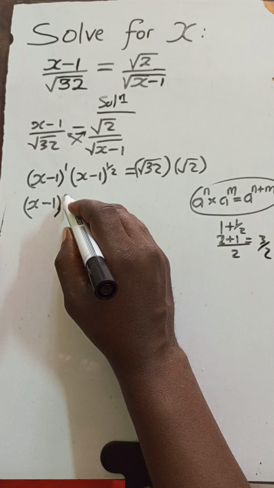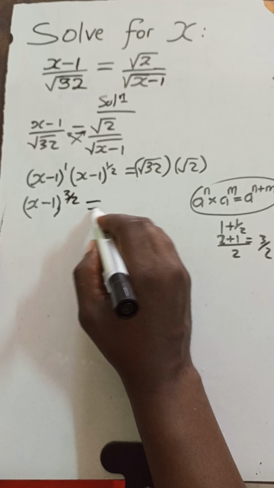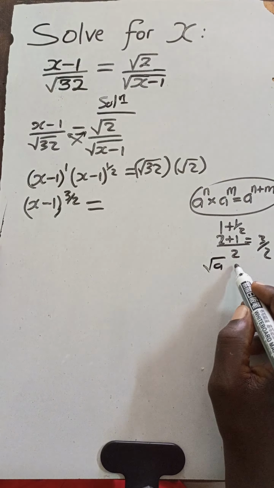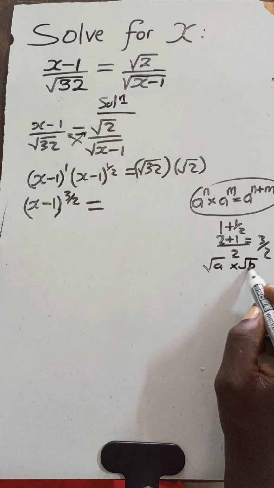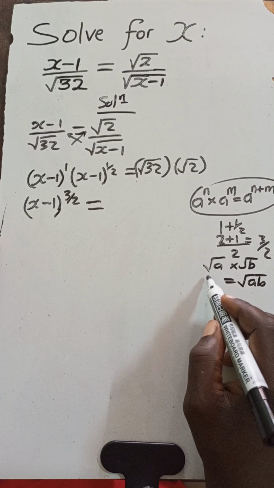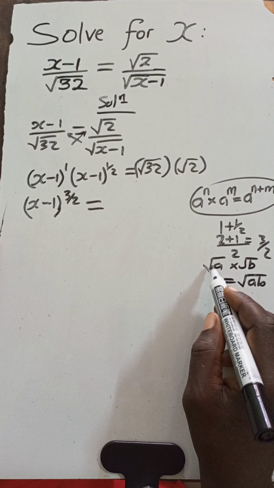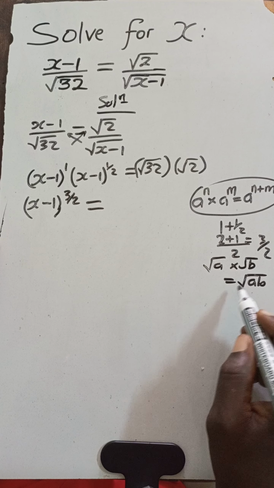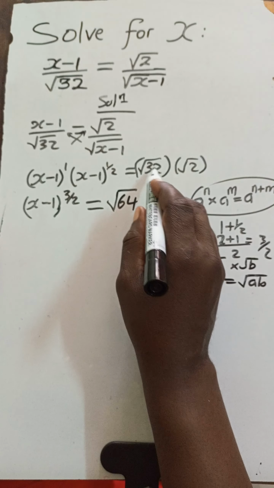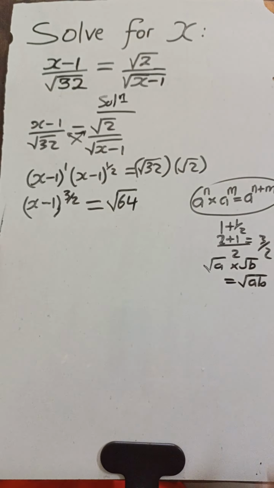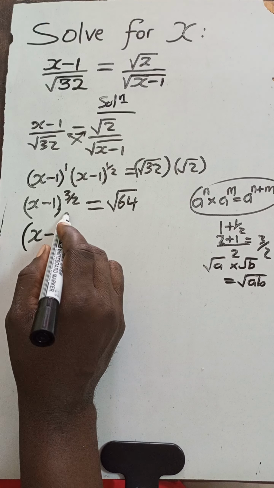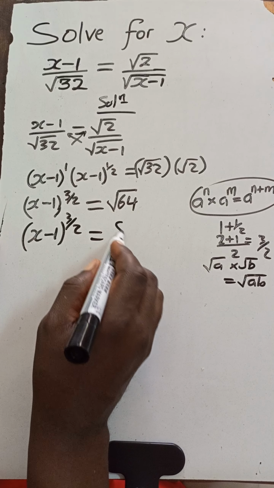So we have x minus 1 to the power 3 all on 2 should be equal to, again, the law that we use here: root a multiplied by root b will simply give us root ab. They are all under the square root sign. A square root multiplied by another square root will just be the square root of their product. So it will just be root 64, 32 times 2. And we know that root 64 is 8. So we have x minus 1 to the power 3 all over 2 is equal to 8.